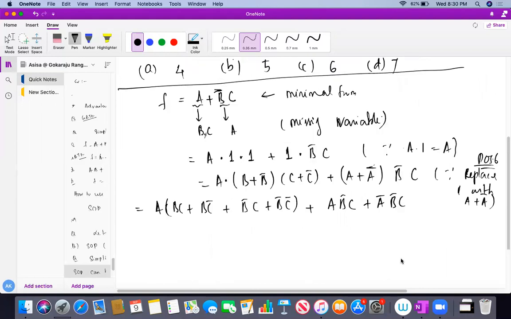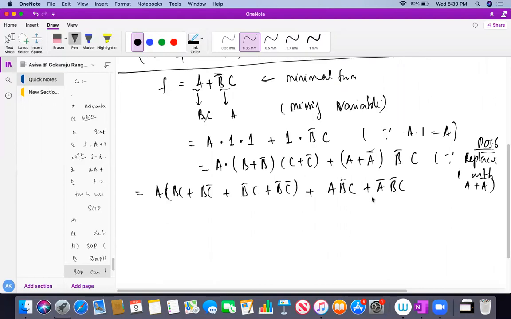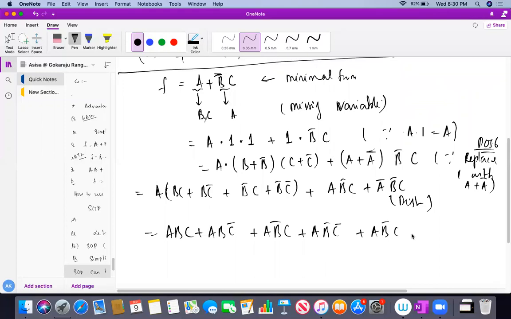Do you all understand, friends? Very simple. I just use the distributive law here, nothing else. Again, I can apply distributive over here. ABC, ABC bar, AB bar C, AB bar C bar, AB bar C, A bar B bar C.